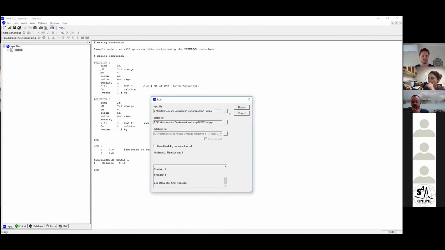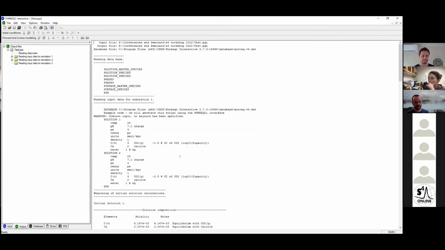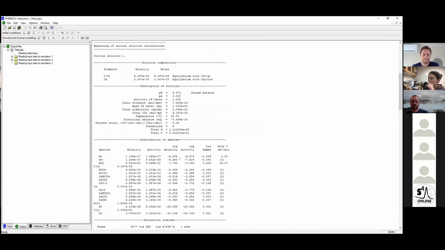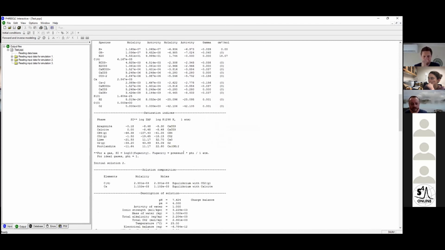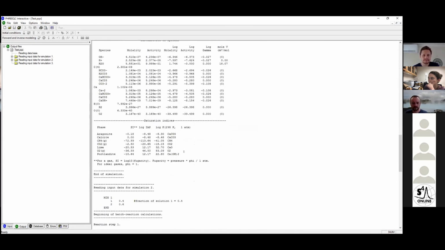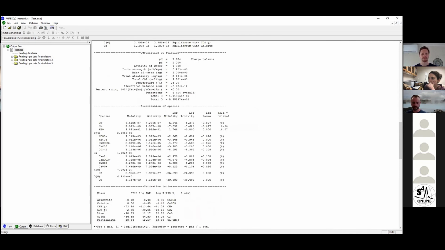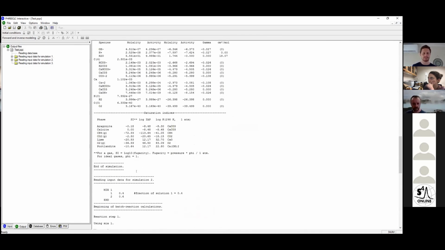Excellent, good. Right, so let's have a little look at that output. So this is the script. I just ran the script which is in the spreadsheet as the example script, which I put together without having performance pressure. There we go. All right, so that's fine. Both initial solutions have calcium in them and are in equilibrium with calcite, which is as it should be. Okay, right. Now it's doing this mixing step.